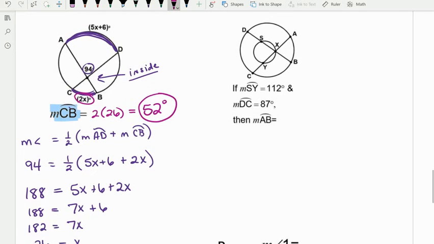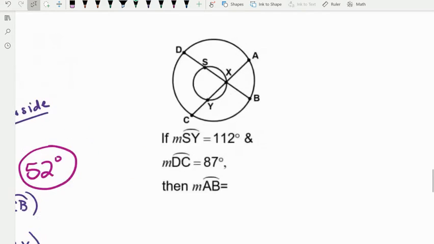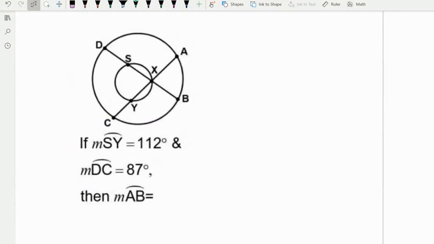All right, then our next one, we're looking for the measure of arc AB. We have the measure of arc DC. Okay, so we've got a couple circles on this one, right? We'll kind of label the stuff that we can. So SY is here. That's 112 degrees. DC is our arc out here.